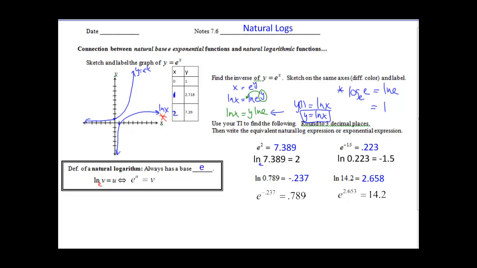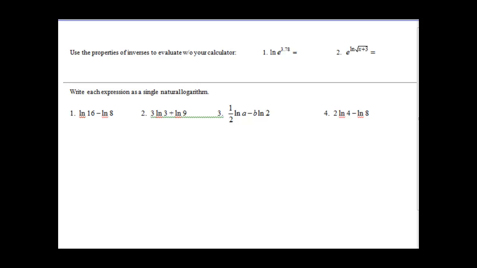So know how to go both from Euler's number e to ln and ln to e. And now we're going to use these properties of inverses to evaluate without our calculator. Okay? Without the calculator, if we notice, it is in e form. So we're going to take this answer, it goes in front. So 3.78 times ln of e. If you remember, ln of e is equal to 1, so the answer is just 3.78. Okay, number 2, if you notice, e to the ln base e is this. Well, if we remember, the answer is just the square root of x plus 3, just like the last properties.